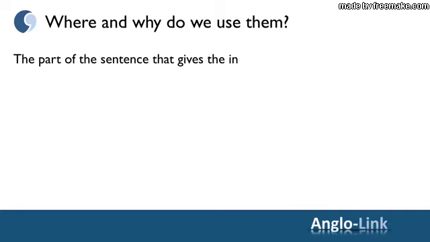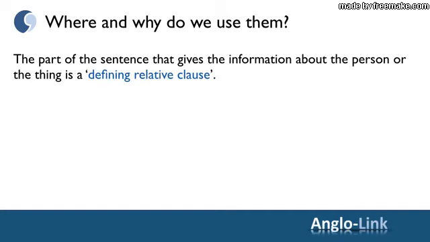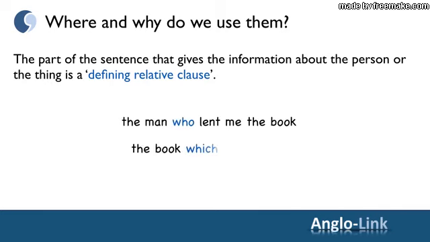The part of the sentence that gives the information about the person or the thing is a defining relative clause. For example, the man who lent me the book. The book which I borrowed. The library where we met.